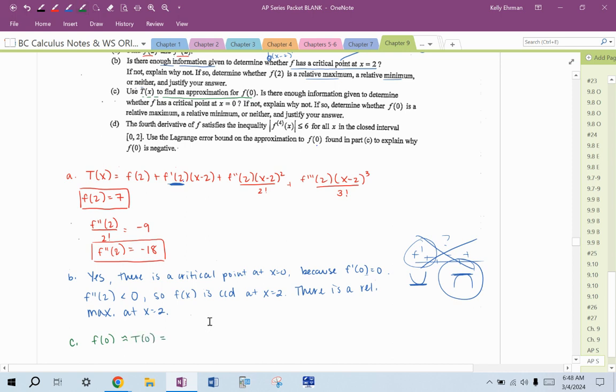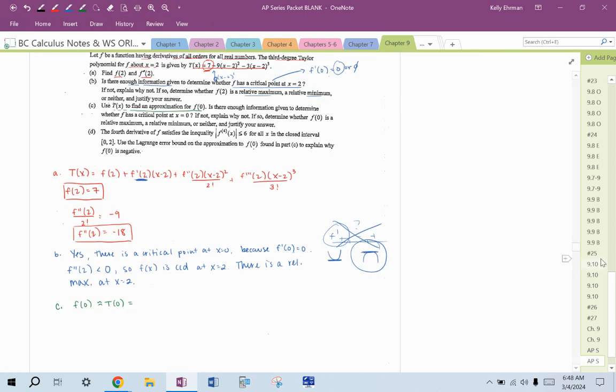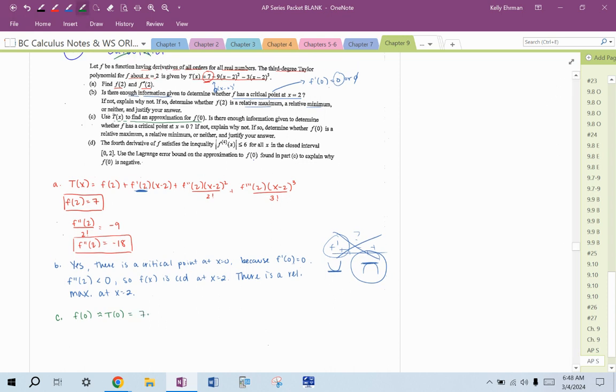And that would equal, let's go back up to their simplified version. Get this so I can see both. There we go. So that would equal 7 minus 9 times (0 minus 2) squared, plus 4 minus 3 times (0 minus 2) to the third, negative 8. 7 minus 36 plus 24. So what is this? Negative 29 plus 24. So f of 0 is approximately negative 5.